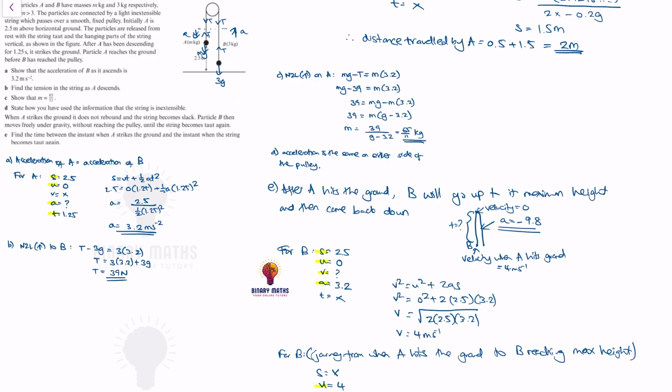So V is equal to U plus AT. So 0 is equal to 4 plus minus 9.8 T, which means T is equal to negative 4 over negative 9.8, which works out to be 20 over 49 seconds.